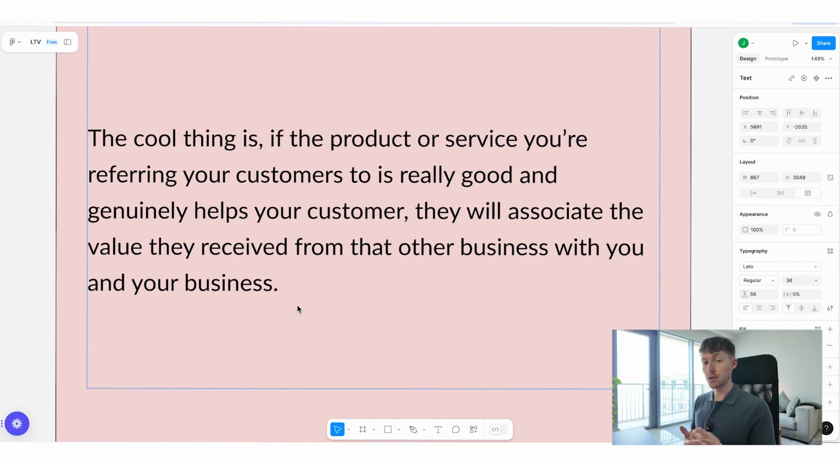And the cool thing is, if the product or service you're referring the customers to is really good and genuinely helps your customer, which by the way, it should be, they will associate the value that they received from the other business with you and your business, okay? So even though they're not shopping with you and you're getting the kickback referral, the value and the goodwill is being increased between you and that customer. If, and this is the really important if, the service or the product that you're referring the customers to is really good and genuinely helps the customer, they're going to associate that value with you.